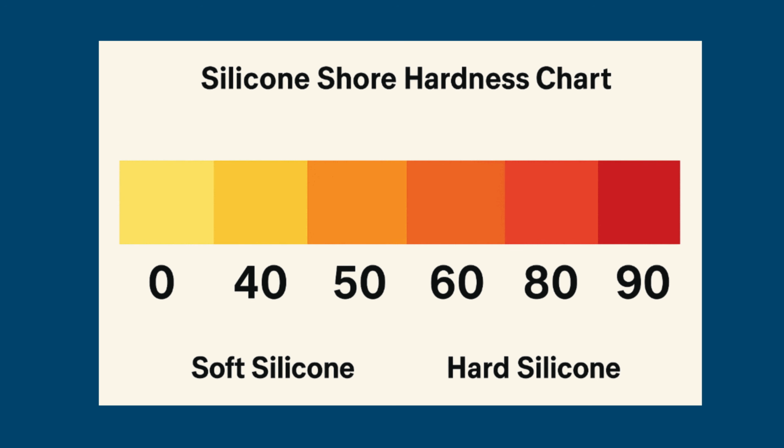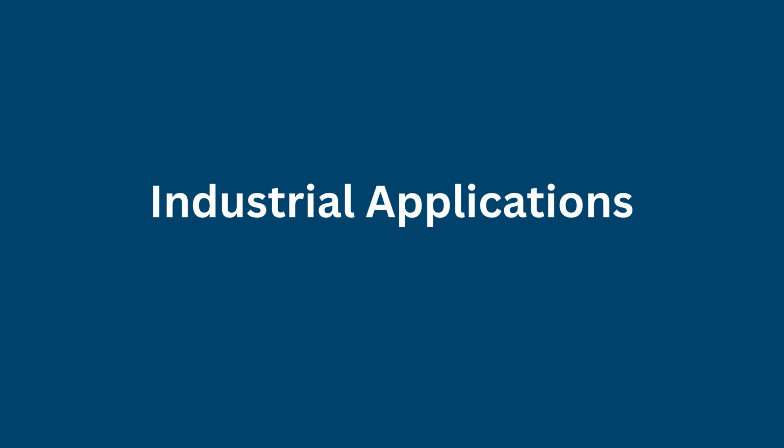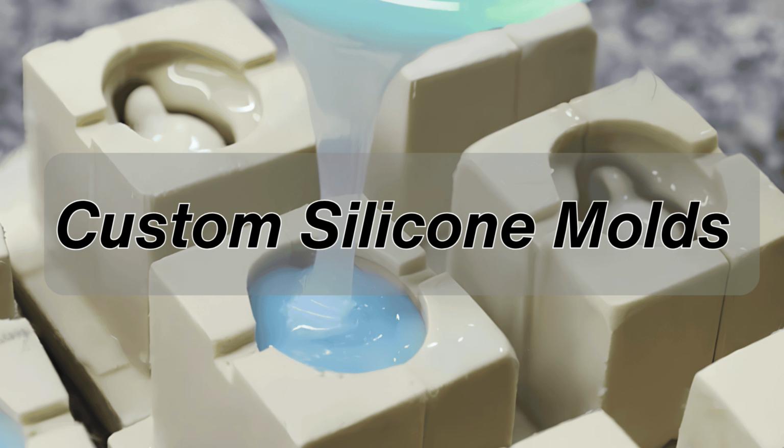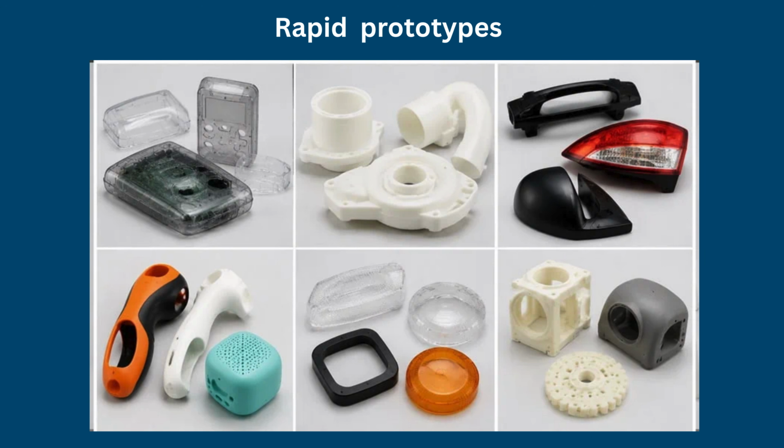These materials are available across a broad hardness range, approximately Shore A 5 to 80, and can be formulated for optical clarity, flame retardancy, electrical insulation, or biocompatibility. Industrial applications. Silicone molding has become indispensable across numerous industrial sectors because of its ability to rapidly produce highly accurate components without expensive permanent tooling. In product development, silicone molding enables rapid fabrication of appearance models that closely resemble injection-molded products in color, texture, and surface finish.